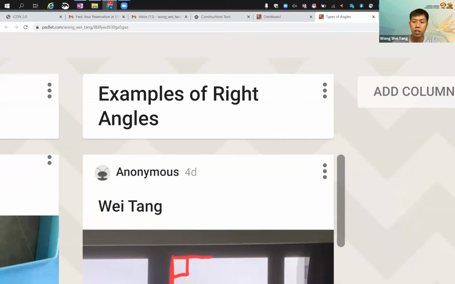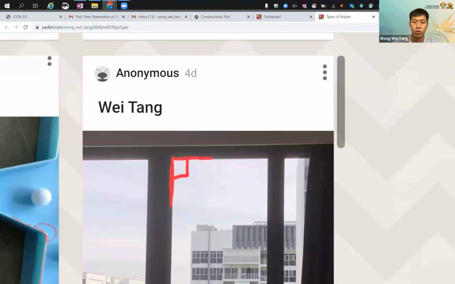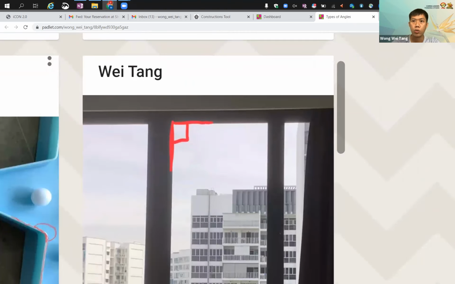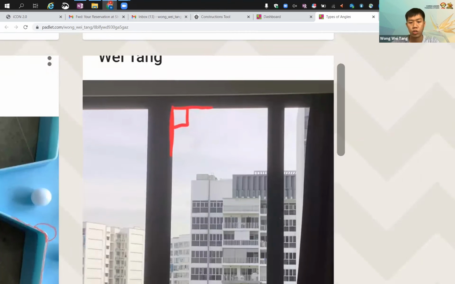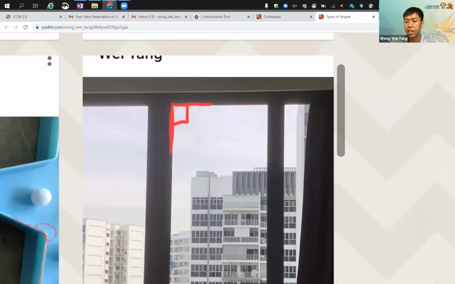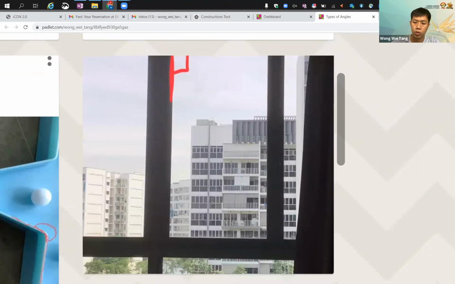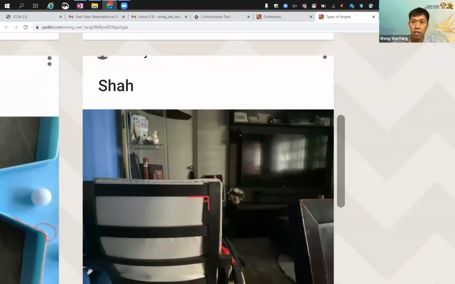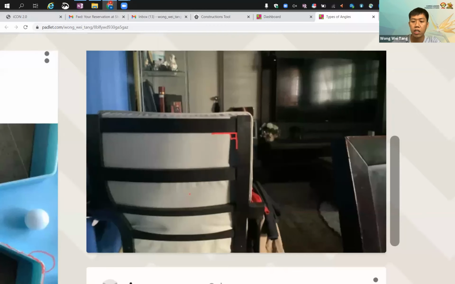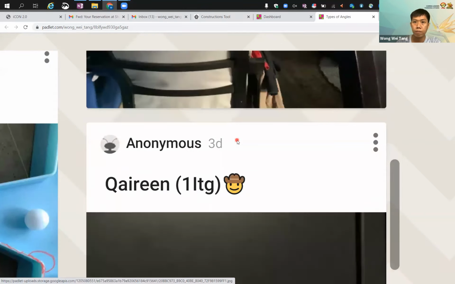So for the first one, the first triangle, this one is contributed by me. I use my iPad to draw on this. So 90 degrees, I'm going to indicate the angle. So let's take a look at your contributions. So Shah managed to find a 90 degrees right angle. This is the correct way of indicating the 90 degrees at the chair. Draw a little box. Let's take a look at the next one.